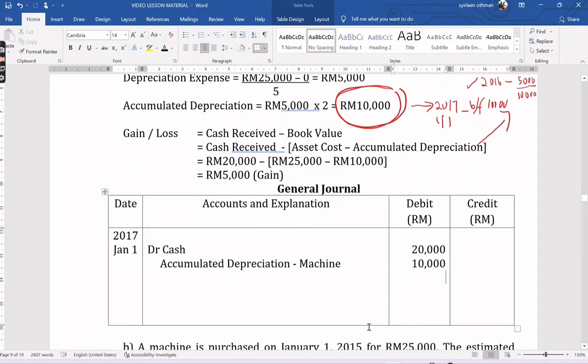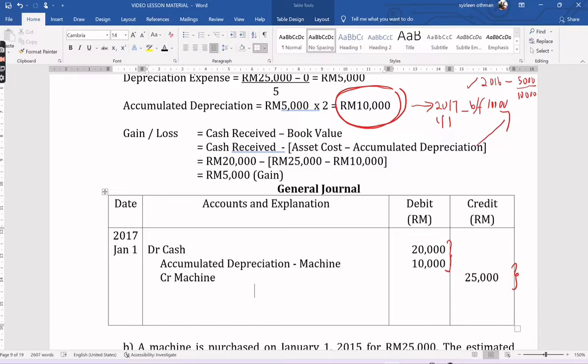Okay, so sekarang kita tengok apa account yang kita akan creditkan. So I already told you we are closing the machine. Okay, we are selling the machine, that means we are closing the account as well. So kita akan credit machine. Okay, kita akan credit machine with the amount of 25,000. Okay, alright. So machine dekat sini ialah 25,000. Okay, so you boleh tengok dekat sini. Alright, on the debit side you have a total of 30,000, on the credit side you have a total of 25,000. So tak balance kan, and there is no any other accounts need to be debited or credited at this point.